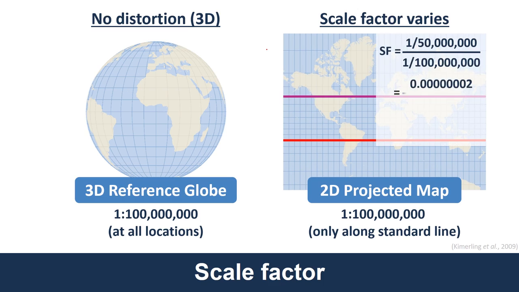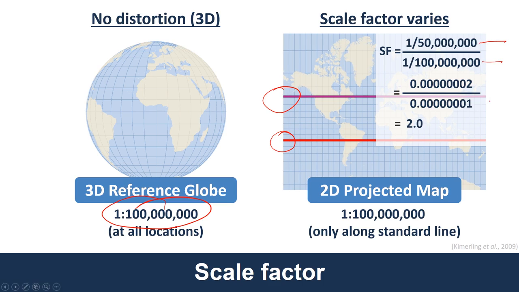So for example, if at this location we have a scale of 1 to 50 million instead of the principal scale, which is 1 to 100 million, which is what we would have at the standard line, then we have 1 over 50 million divided by 1 over 100 million, and that equals a value of 2. And depending on how good you are with math or how long it's been since you've done this kind of stuff, 50 million may seem like a smaller number than 100 million, but remember, it's 1 over 50 million, which is actually a larger number than 1 over 100 million.